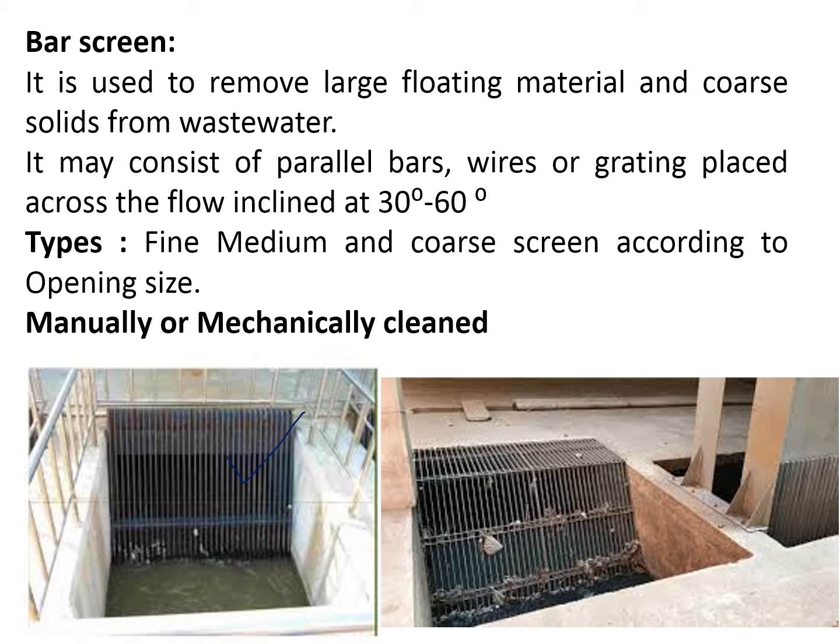So the bar screens are used for the removal of large floating materials and solids. Generally, these bars are inclined at a 30 to 60-degree angle, and they are provided with certain openings, consisting of parallel bars, wires, or grating. Generally three types of screens are there: fine screen, medium screen, and coarse screen, according to size, and they may be manually or mechanically cleaned. You are going to learn further in detail in all the units in your theoretical part.